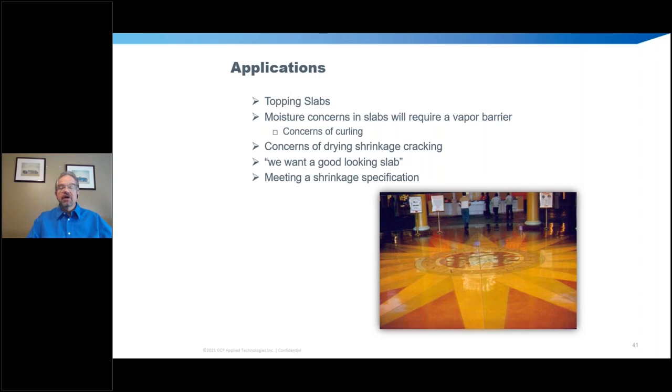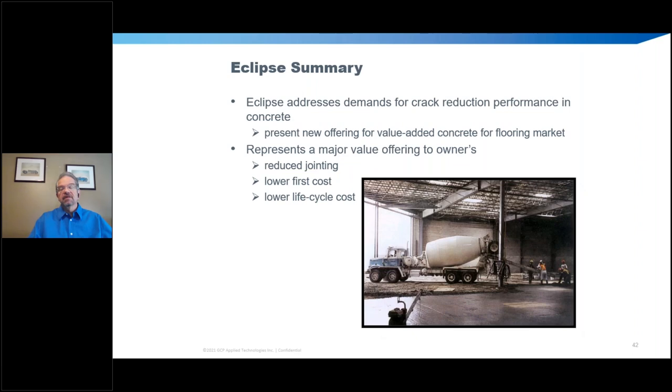So other applications include topping slabs, where there's moisture concern in slabs that require a vapor barrier, or concerns of curling, concerns of drying shrinkage. You want a good looking slab and you need to meet a shrinkage specification. Just to summarize, the Eclipse product line addresses the demand for crack reduction and presents a new offering for the floor market too. You can get some reduced jointing and maybe some lower first cost, lower life cycle costs.